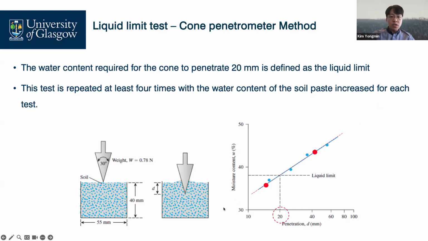So in order to draw this straight line, you are supposed to have at least 3 points, draw the straight line, and then go to 20 mm and read off the water content. Based on this sample curve, the liquid limit is around here, 35, 36, 37. For me, 37. For you, 37.5 is okay.